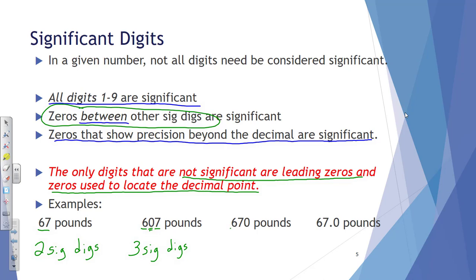670, very similar. The 6 is significant, the 7 is significant, so there's 2. But the question is, is that last 0 significant? And as it turns out, it's not. Intuitively, that 0, we would probably assume that this weight was rounded off to 670. And so that 0 would not be significant. It's only there to push the decimal point out to the right. If that 0 weren't there, our number would be 67. So the 0 is only pushing the decimal place out. It's probably been rounded off to 670. We wouldn't take that seriously. That number only has 2 sig digs in it.